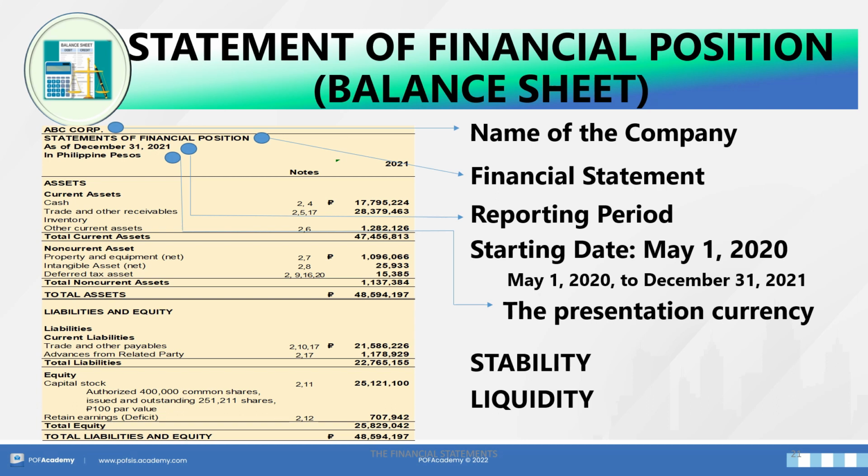The question is, when did the reporting period start? If the company commenced on May 1, 2020, it means that the reporting period starts on May 1, 2020 up to December 31, 2021. Now, for ratio analysis, you can find the figures in the balance sheet that will measure the company's liquidity and stability.